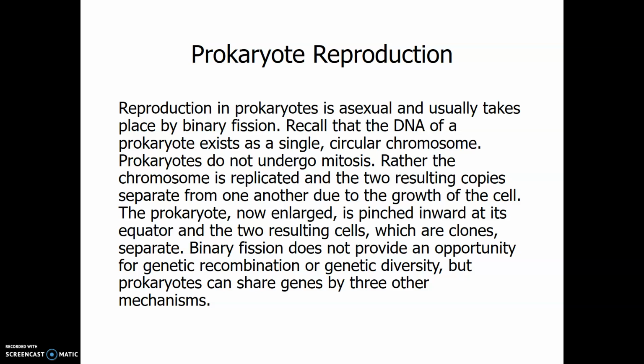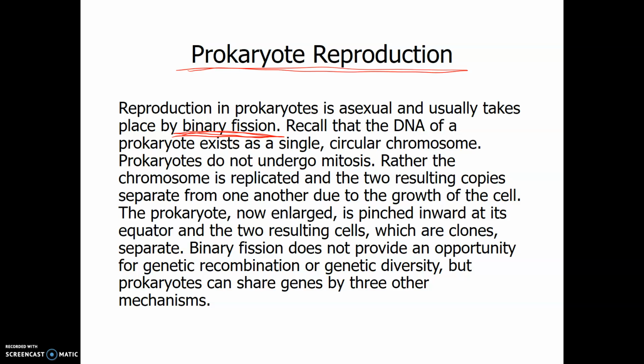Now, we learned a little bit about the reproduction of prokaryotes. I keep saying bacteria. Don't forget that archaea are also prokaryotes. But we talked about the reproduction. I know we learned that it's called binary fission, which means to split in half, to split in two. So basically, prokaryotes do not undergo mitosis, but the circular chromosome is replicated and the two copies separate from one another. And that is binary fission.